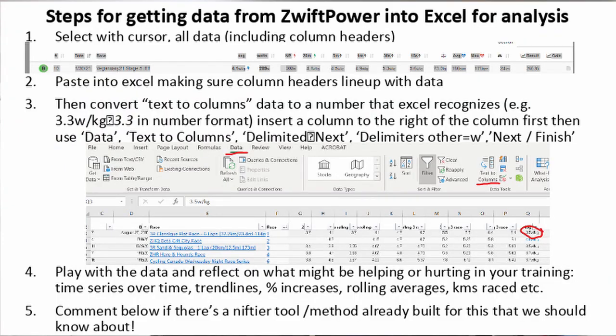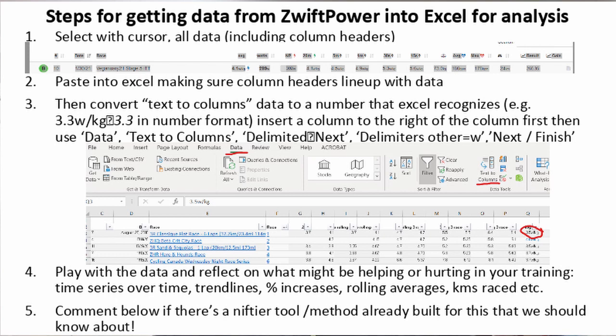And so for Zwift Power, what I did was I went to my profile. I selected starting with a little hash number sign, dragged across for all the column headers, and then dragged down to highlight all the data. Then I hit Control C to copy that data, and then I pasted it into Excel. You'll have to make sure the data lines up. Sometimes I think it shifts over the column headers versus the underlying data.